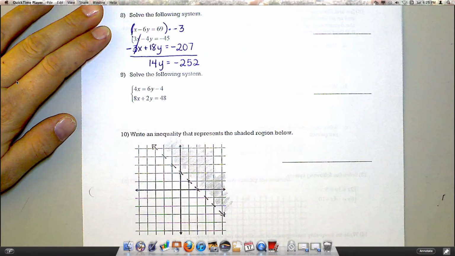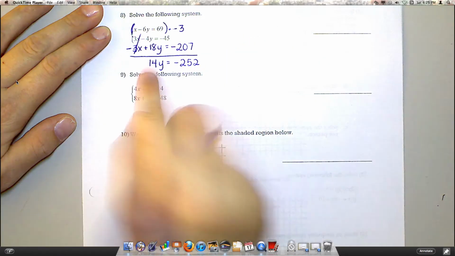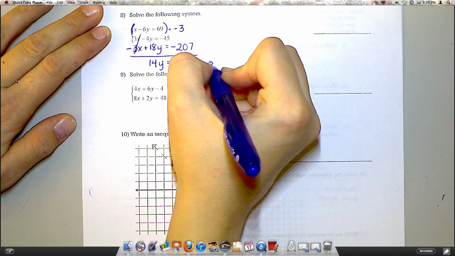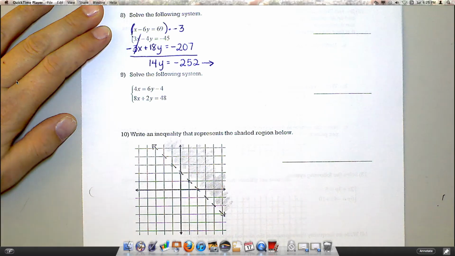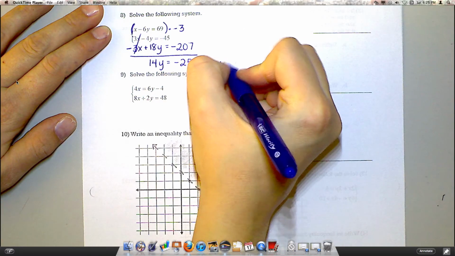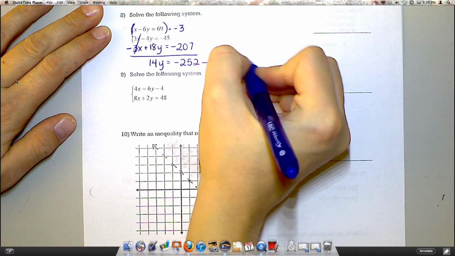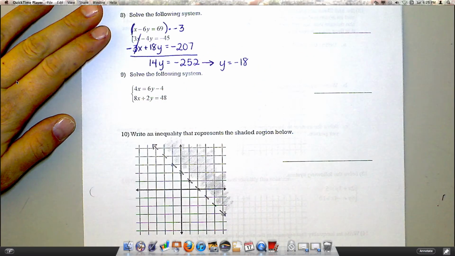So now I'm going to take that negative 252 and divide by 14, and I'm just going to sneak this in over here. If I divide by 14, I end up with 18. So y equals negative 18. Okay. Now I can plug that back into either equation and solve for x.